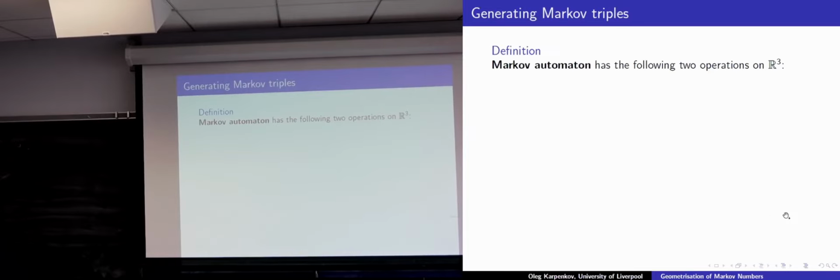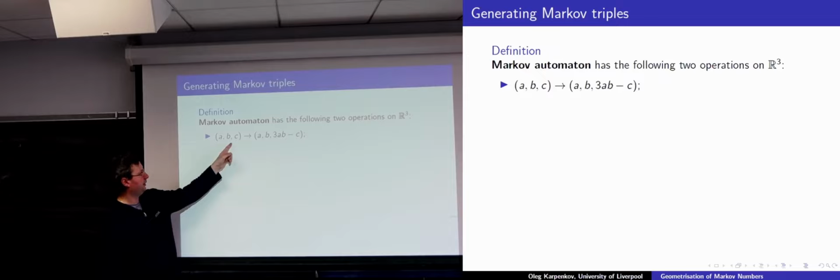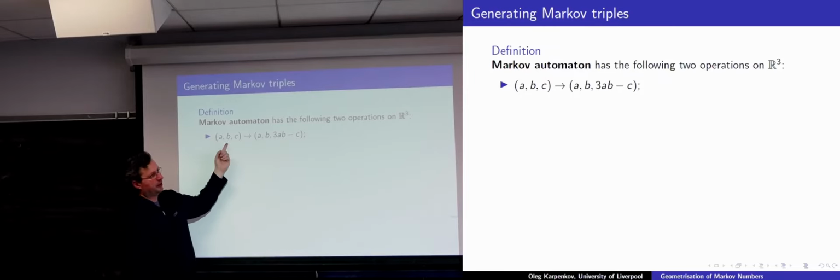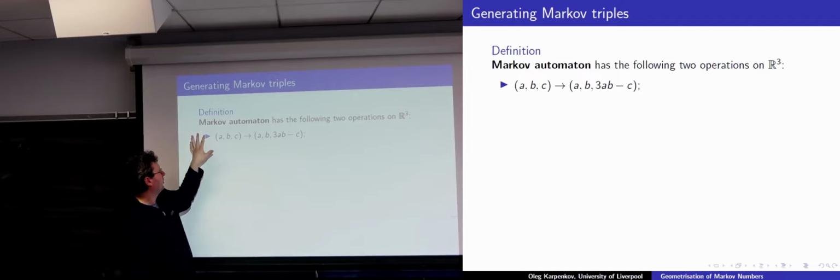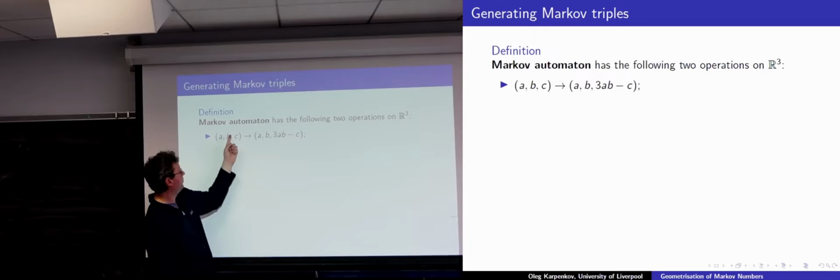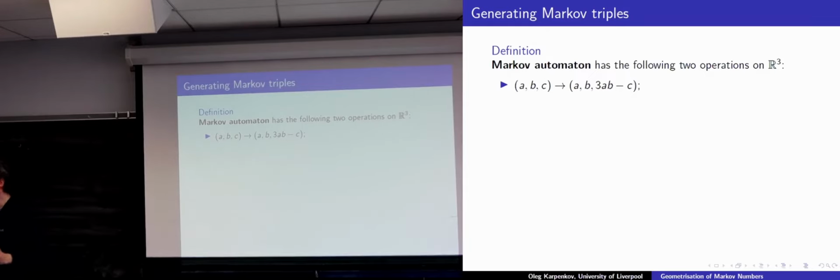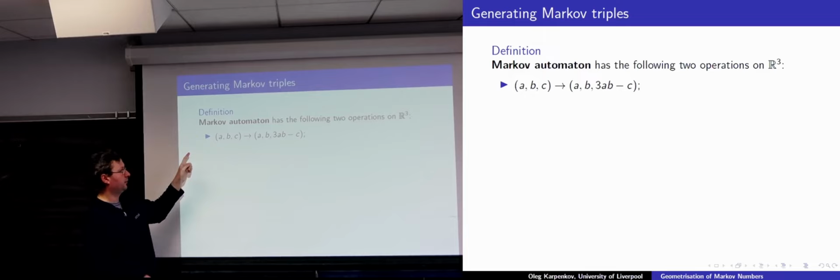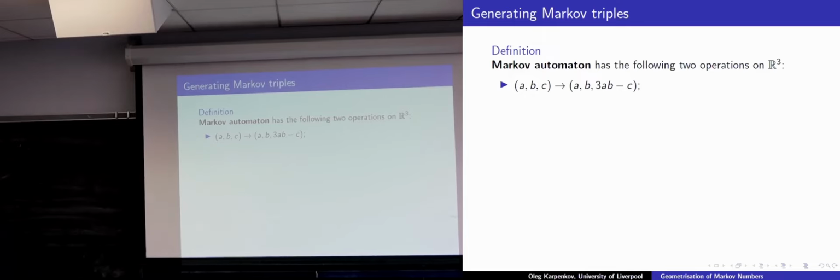And there is a very nice definition, which is called Markov automaton, that takes 3 points A, B, C, integers, whatever. So if you want R3, 3 numbers, it leaves 2 of them, and the third is replaced by 3AB minus C. If you are aware of cluster algebras, this is one of the main operations which defines the corresponding cluster algebras. But it doesn't matter for us, because it's just manipulation on triples of numbers.